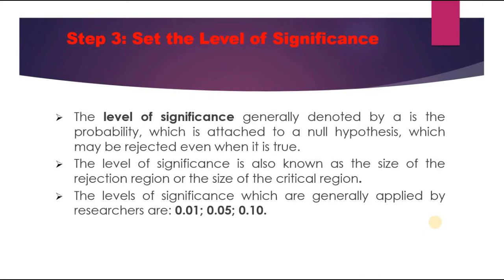More importantly, whenever we are drawing inference about a population, there is a risk that an incorrect conclusion will be reached. There is always a tendency to commit two types of errors, that is type 1 error or type 2 error. I will discuss that at a later stage, but you have to remember that your type 1 error and type 2 error are associated with your level of significance.